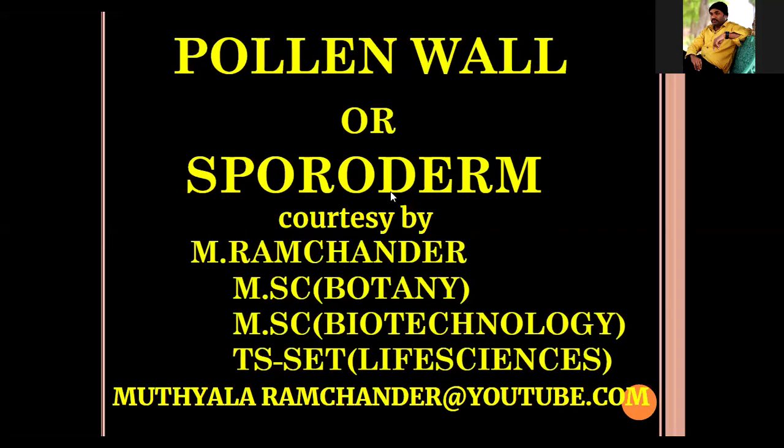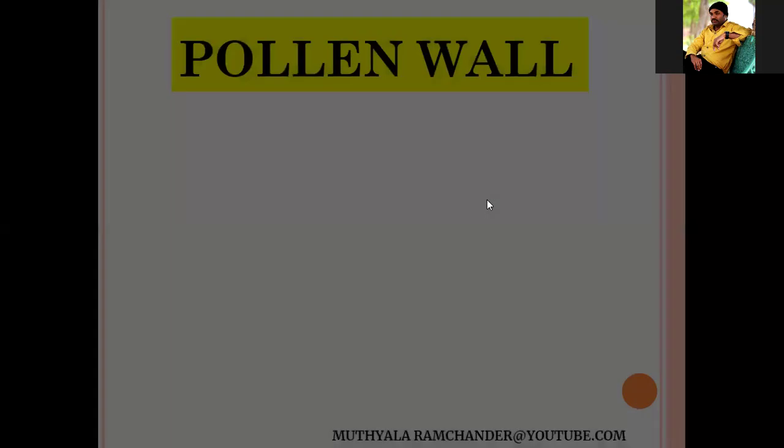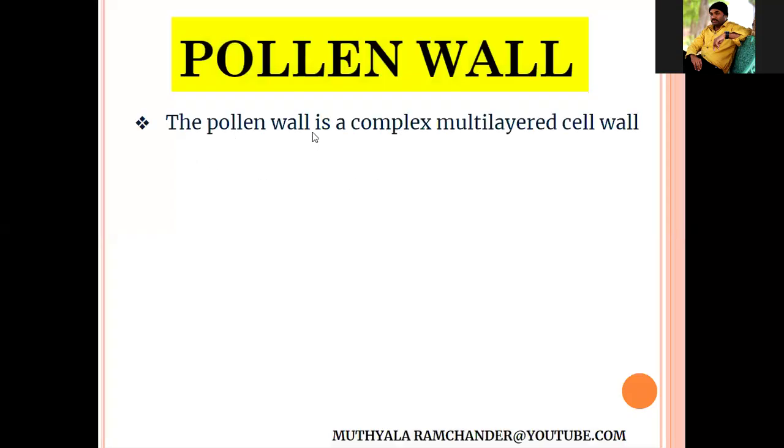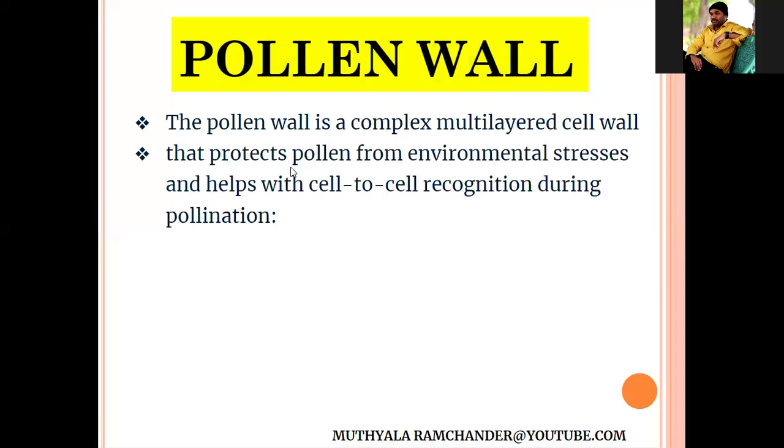Pollen wall or sporoderm. The pollen wall is a complex multi-layered cell wall that protects pollen from environmental stresses and helps with cell-to-cell recognition during pollination. The structure of pollen wall.